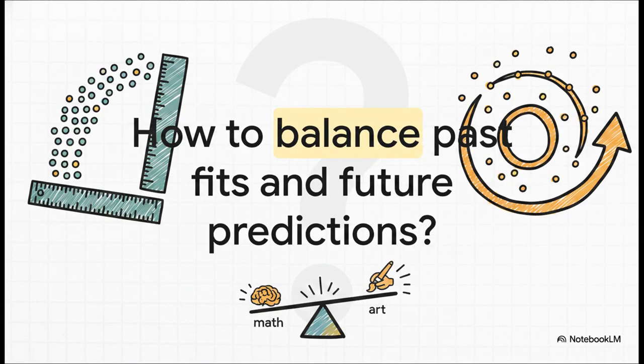As we wrap up this explainer, I want to leave you with a final, provocative thought. The true art of data science really lies in a single question. How do we strike that delicate balance between fitting the past precisely and remaining flexible enough to predict the future? The math gets us there, but knowing how to apply it, well, that's where the real magic happens.